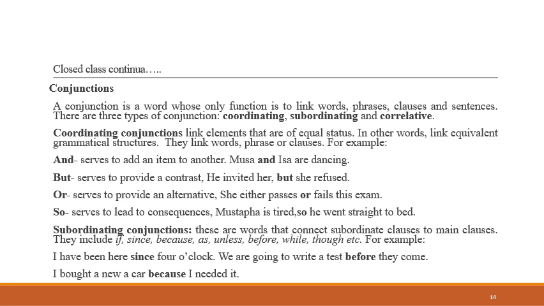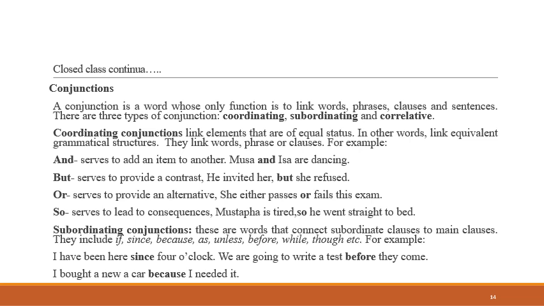The third word class in the closed class category is conjunction. A conjunction is a word whose only function is to link words, phrases, clauses, sentences, and even paragraphs into a cohesive or unified whole. There are three types of conjunctions. We have coordinating conjunctions, subordinating conjunctions, and correlative conjunctions.